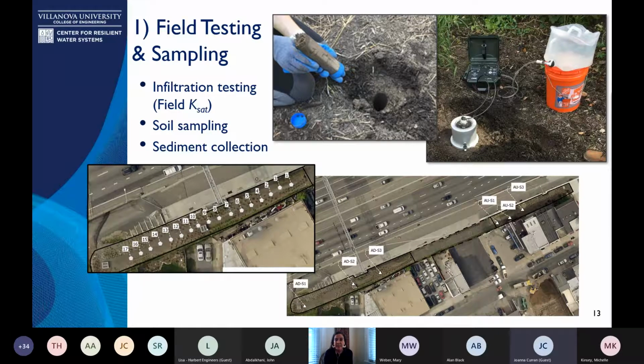So field testing was done 2 to 3 times a year. Core samples were taken. In addition to that, infiltration was done. And you can see all of these white dots along here where infiltration tests were done and core samples were taken at 6-inch cores. So we have our Saturo infiltrometer up at the top, and then also an example of the cores that were being taken.